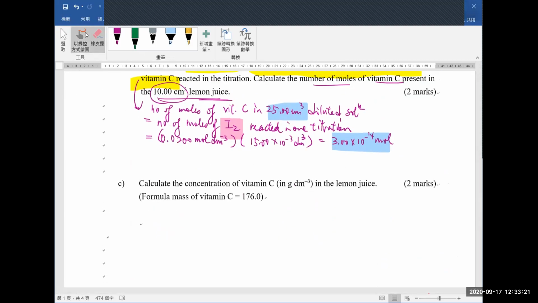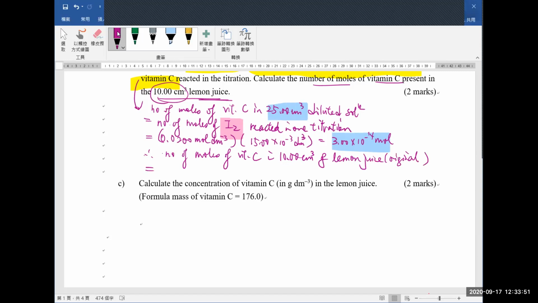So what's next in the calculations? It is to multiply by 10. It is therefore the number of moles of vitamin C in 10.00 cm cube of lemon juice. So it is the original lemon juice, without dilution. But the one on top is diluted, which is equal to 3.00 times 10 to the power minus 4 mole times 10. Times 10 is the crucial point here, which tells you that you just extracted 1/10 portions for analysis. So here comes the data, 3.00 times 10 to the power minus 3 mole.